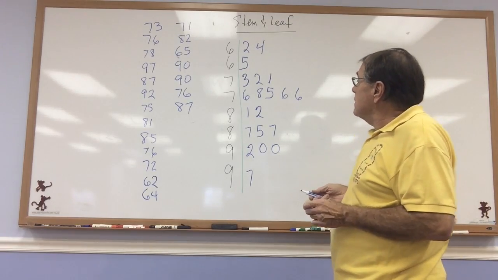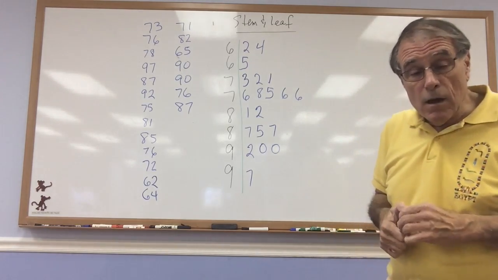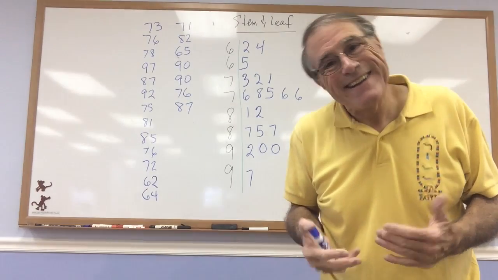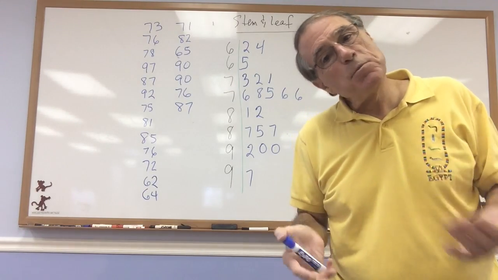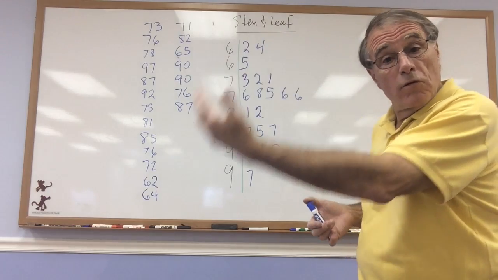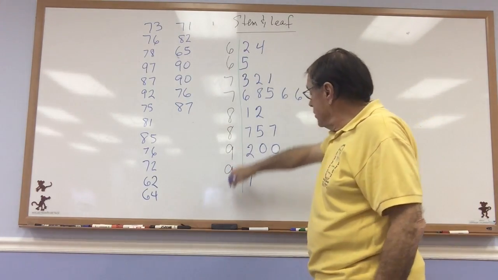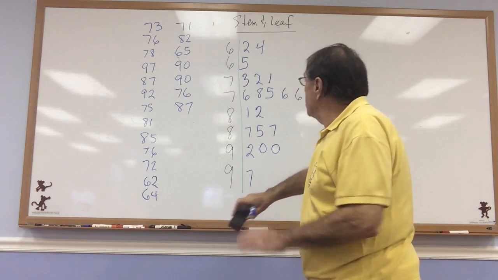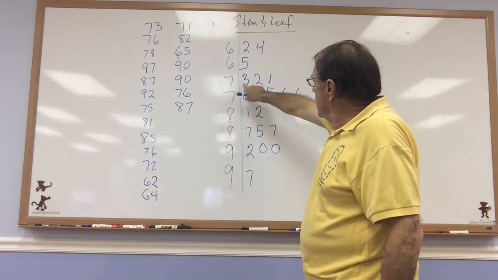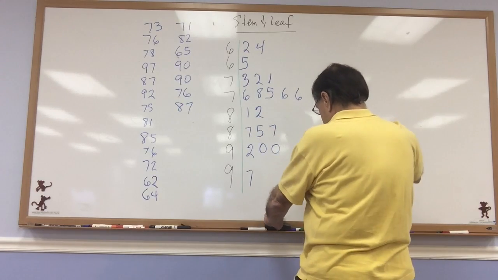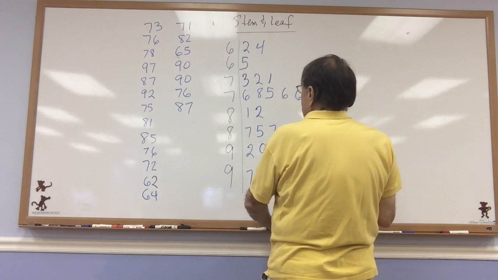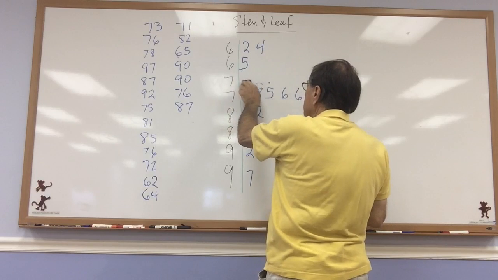Now you're probably thinking there's certainly something we can do to improve this data. Sure there is. Let's put the data in order from left to right. So my first two stems are okay, but this should be 1, 2, 3. So let me change this. This should be 1, 2, 3.